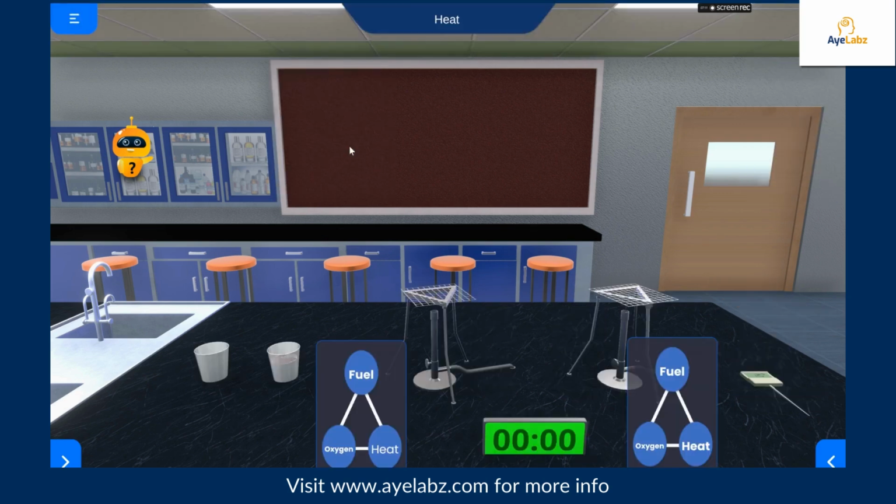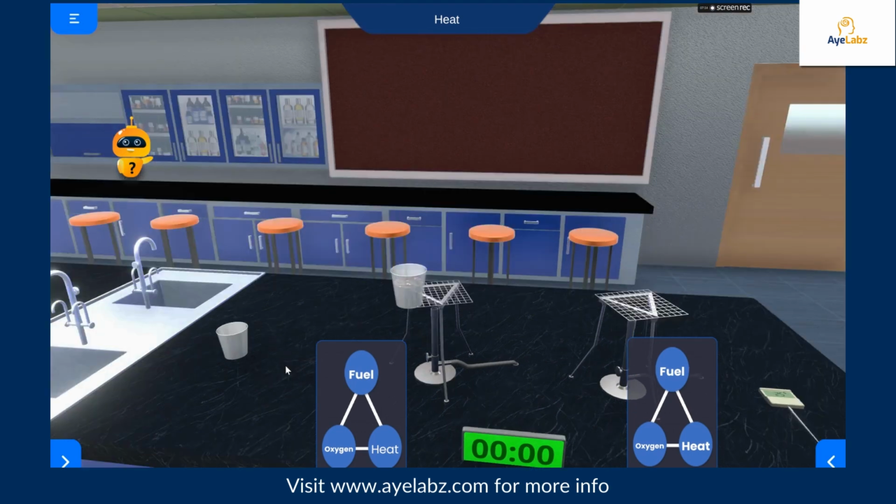As the third part, we have heat. For this, we have two cups. One has water in it and another one is an empty cup. Let me place both the cups on the Bunsen burner.